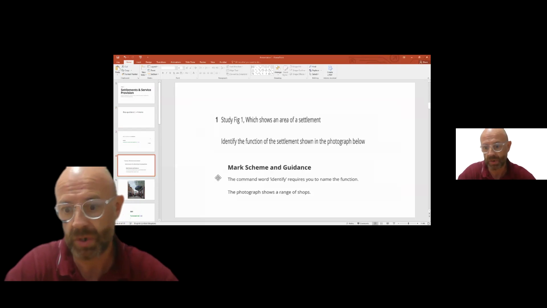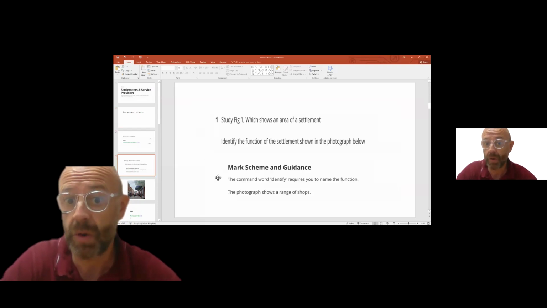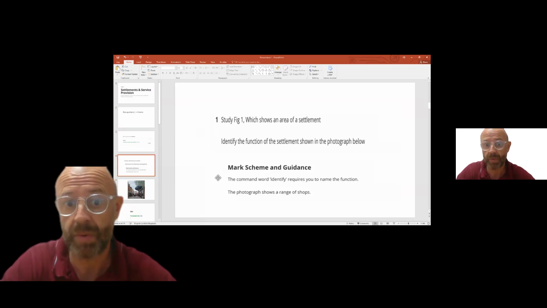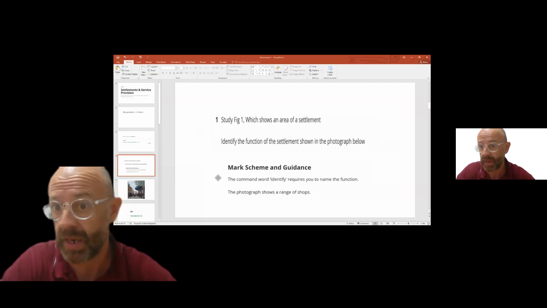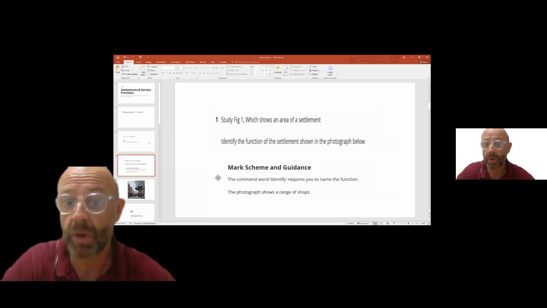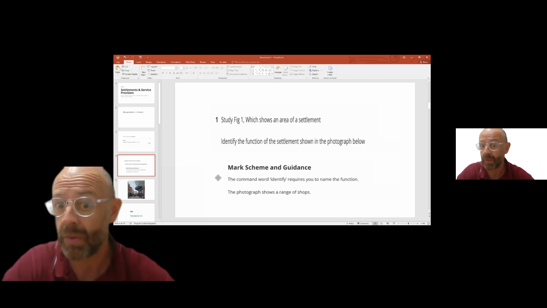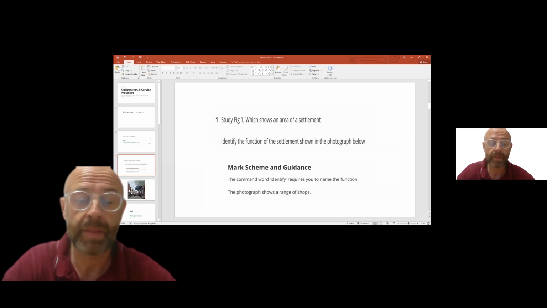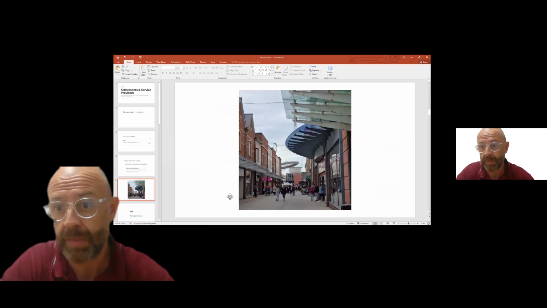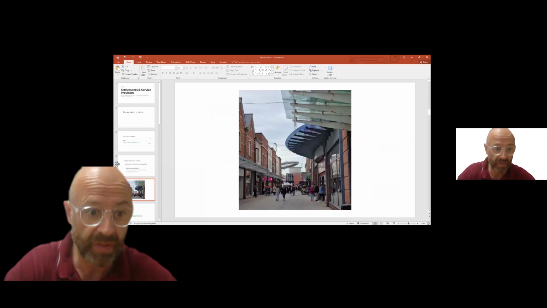Now, to upgrade the questions a little bit, study figure 1, which shows an area of settlement. Identify the function of the settlement shown in the photograph below. I'll show you that in a moment. The command word is identify, which requires you to name it. There is your photograph. Name the function of this.